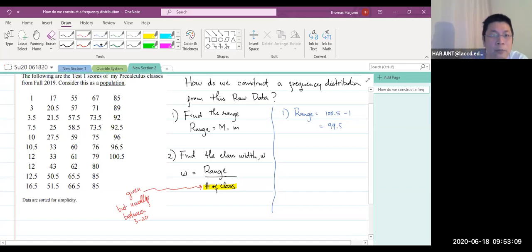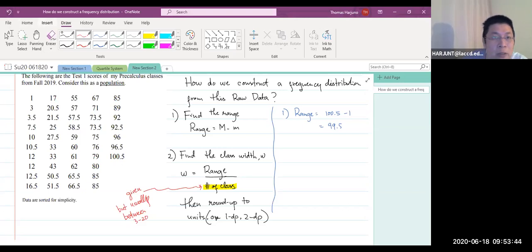Now, then round up to usually units, but maybe 1 decimal place or 2 decimal places, depends on the need. Usually we round it to units in this class. And if we round it to units, we use this notation, the ceiling. This is the ceiling notation.